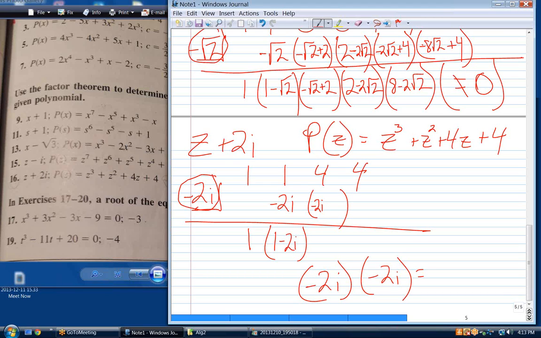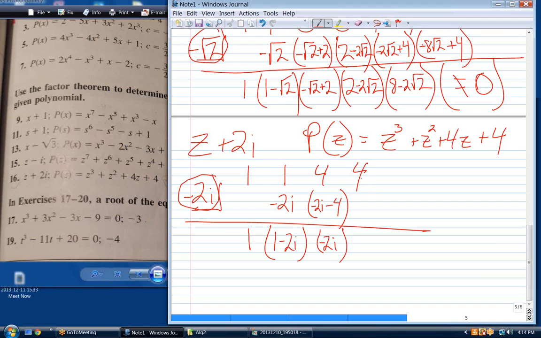So would you get 4i squared. What does that number equal to? Negative 4. Okay, so negative 4. Add those two. Add 4 plus this. What do you get? So negative 4. The 4's cancel. So we're left with just the minus 2i.